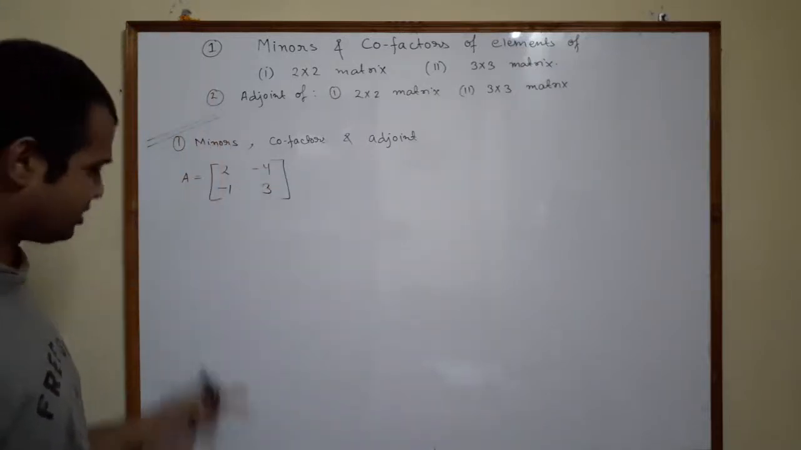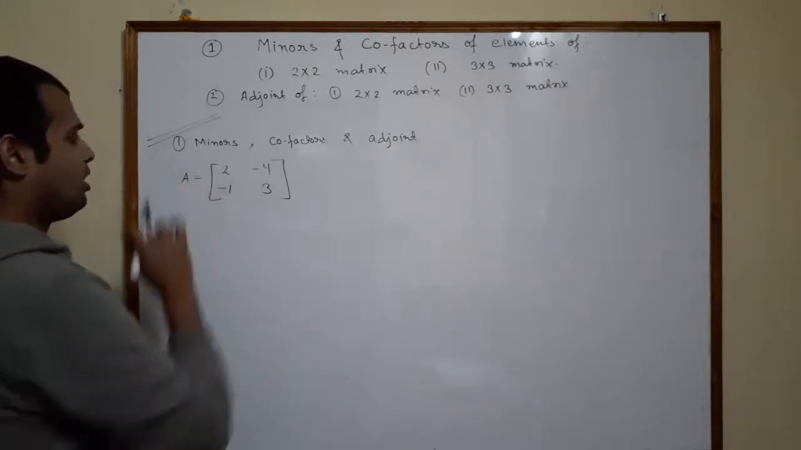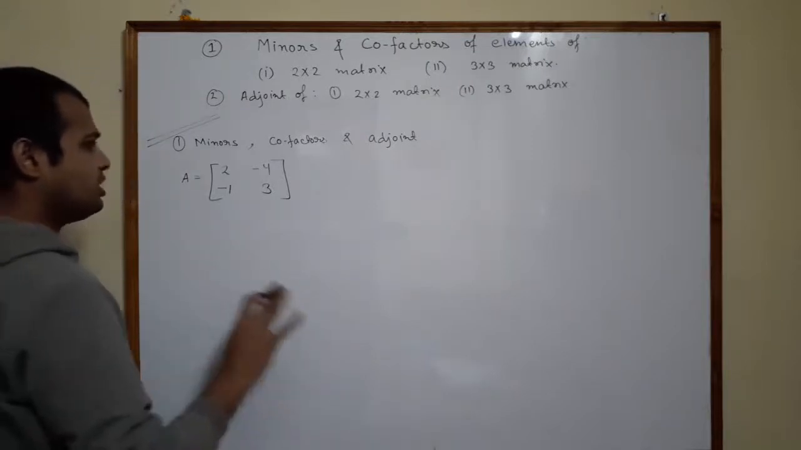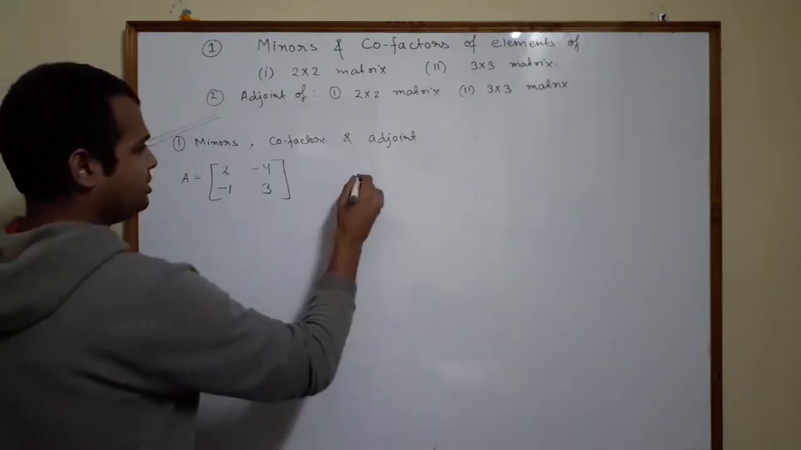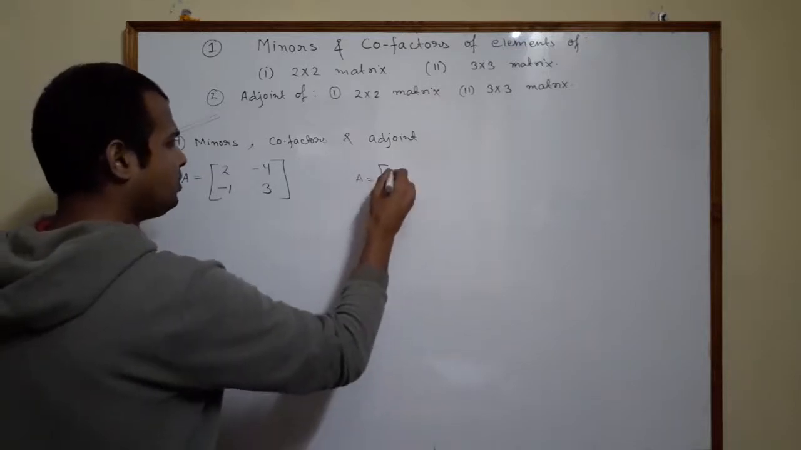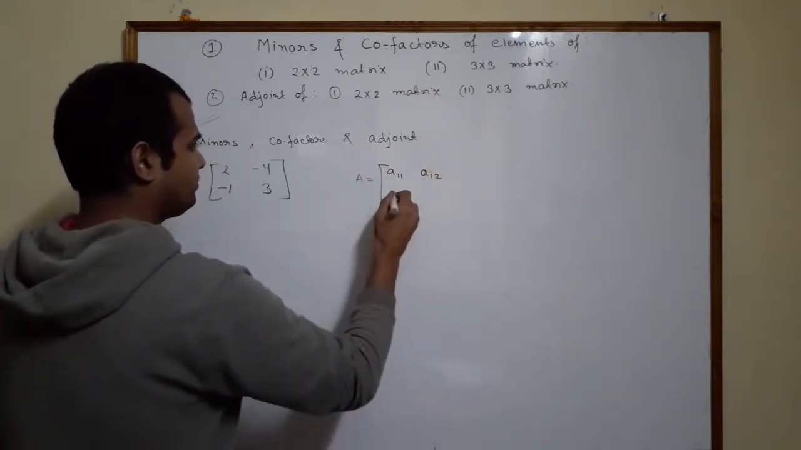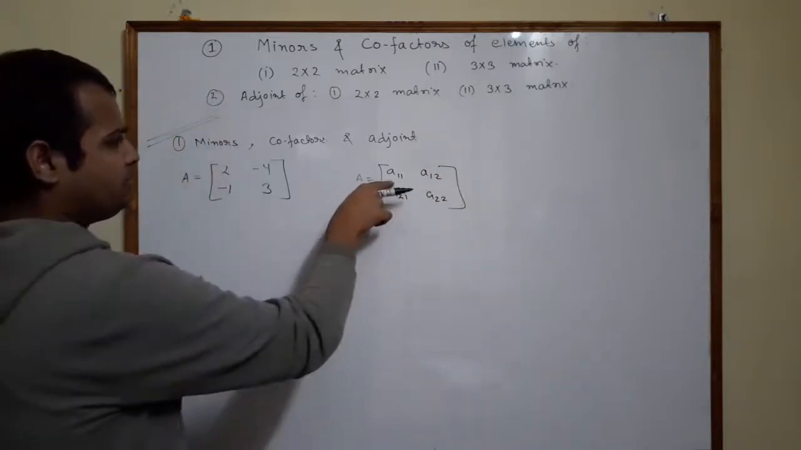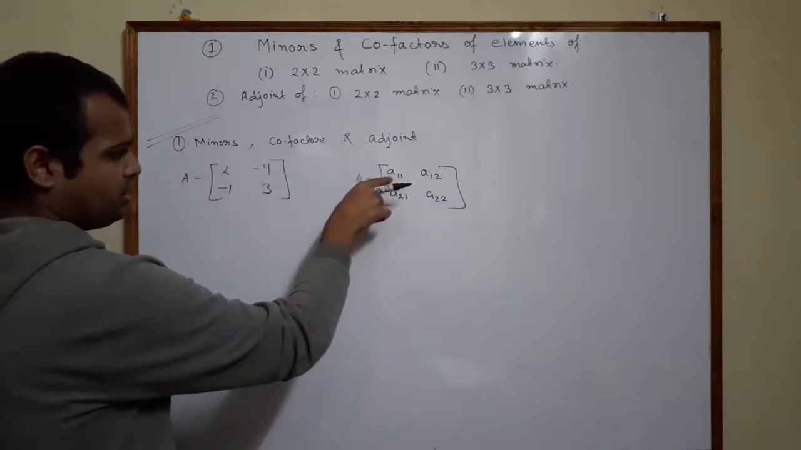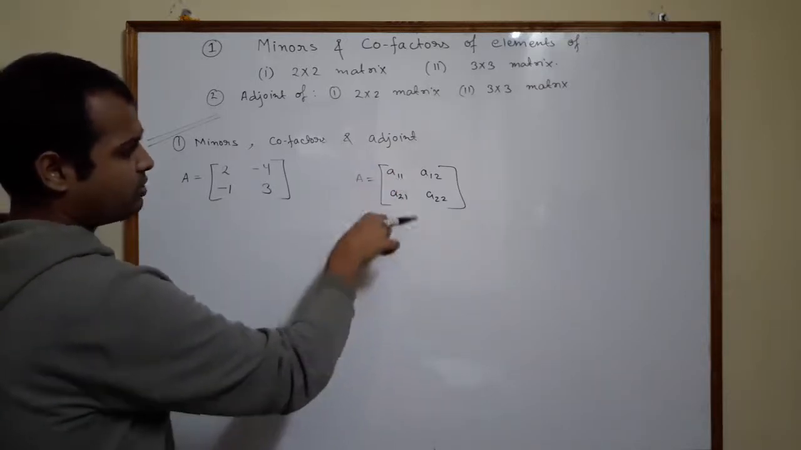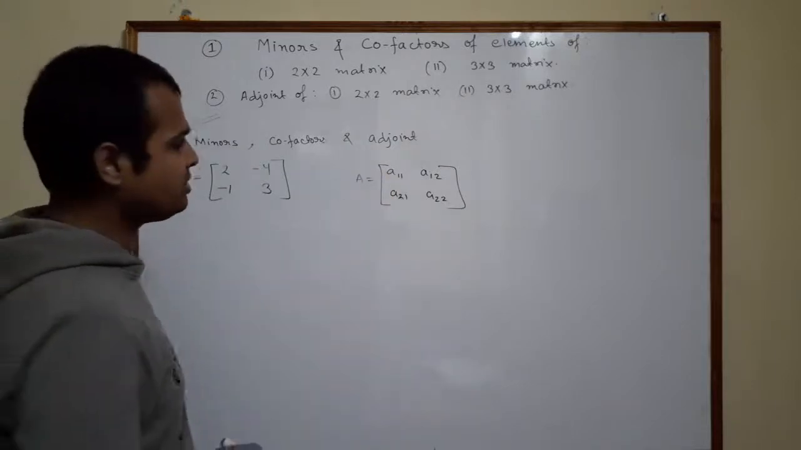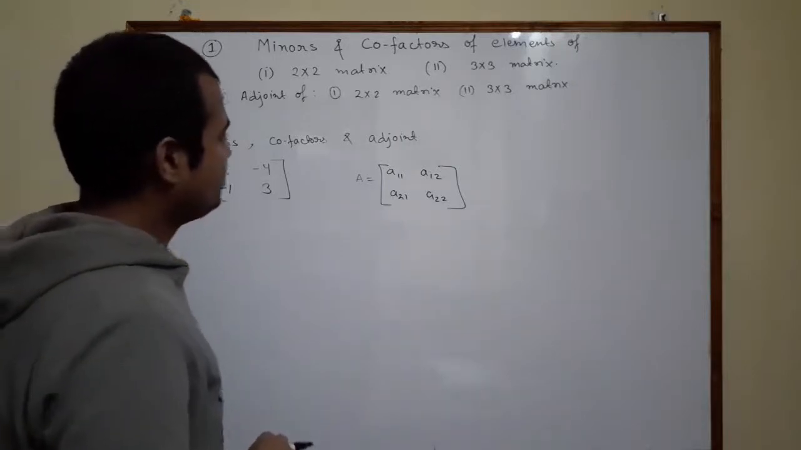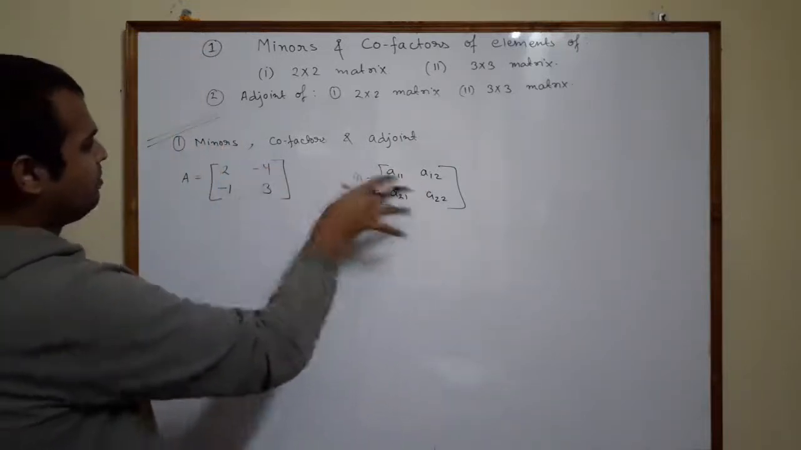So here I have taken matrix A. Before I show you how to find the minors, cofactors and adjoint, in general, if you have a 2 by 2 matrix, this is how we write it. Clear? Here A11 denotes that the element is at position 1 comma 1, that means it is in the first row and the first column.